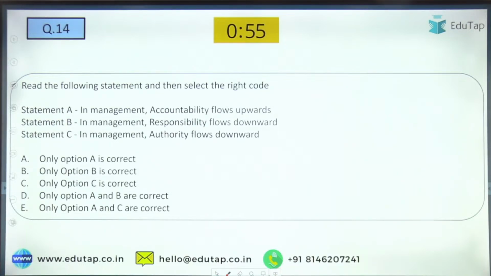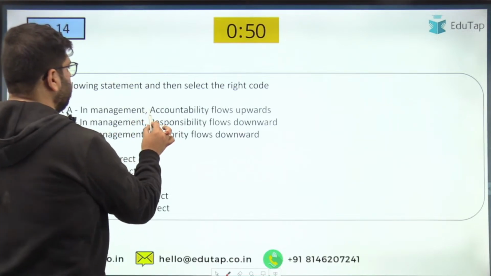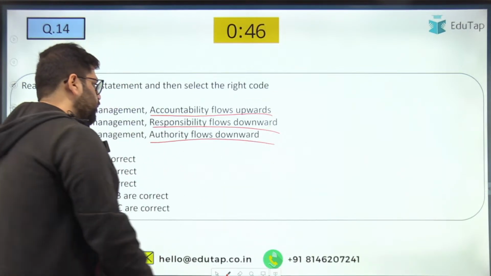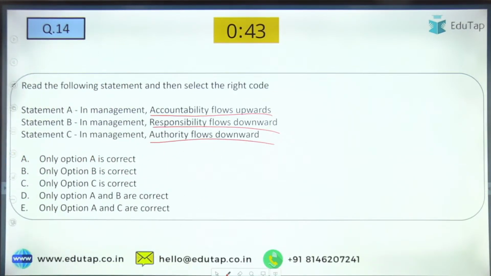Question number 14. Again a phase 2 level question. In management, accountability flows upward, responsibility flows downward, authority flows downward. Try to identify the right code. Right code mein you have to identify the correct one.